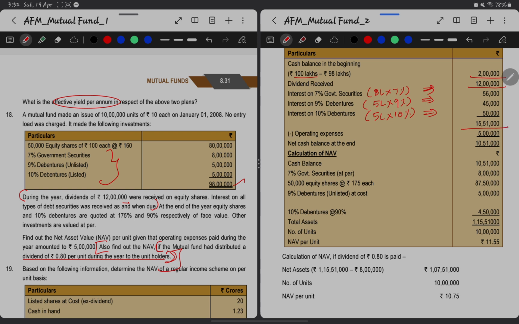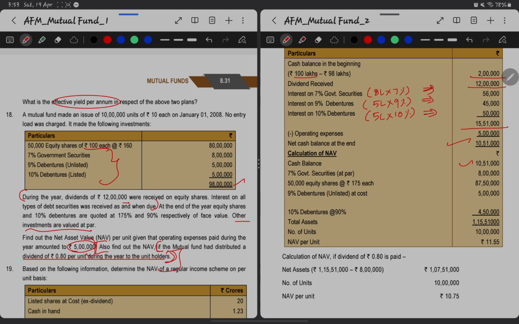So the total gross receipts of cash balance is 15 lakh 51,000, and as we've seen there is a cash expense of 5 lakhs. So reducing that, the net cash balance will become 10 lakh 51,000. Now NAV calculation considering only to this extent. So for that the cash balance will be 10 lakh 51,000, and then 7% government securities are taken at par, because they told the other investments to be taken at par, 8 lakh. And equity shares are taken at 175 percentage. The face value is 100, so 175 percentage will be 175 rupees.